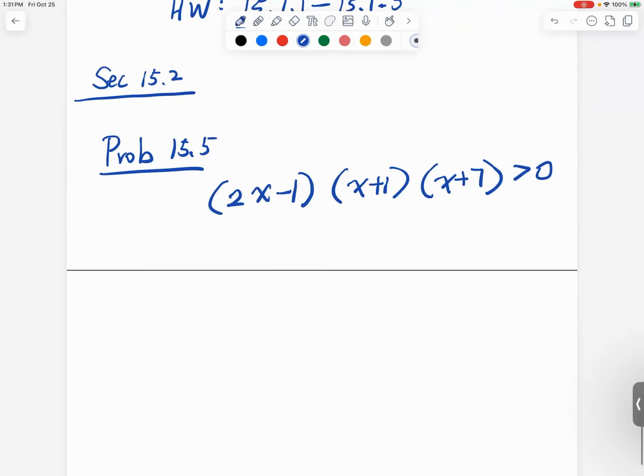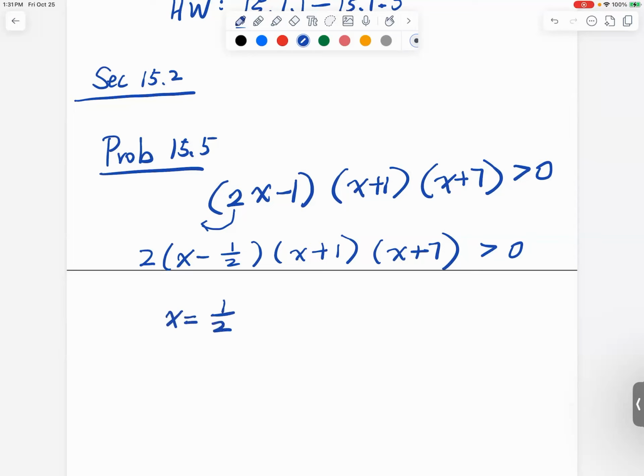Okay, so what I'm going to do is I will take this 2 out, okay? I write it as 2 times x minus a half, x plus 1, and x plus 7. Then this polynomial is bigger than 0. So what are the roots? The corresponding equation has 3 roots: x equals a half, x equals -1, x equals -7, and all of them are simple roots.